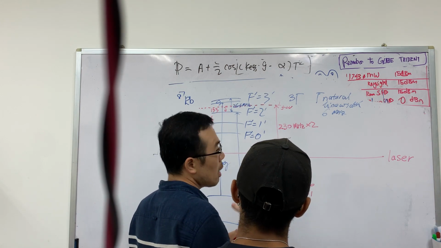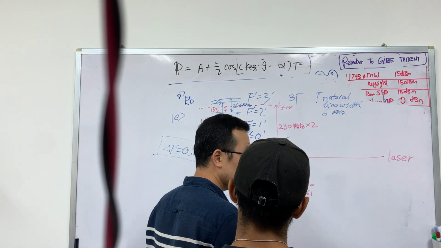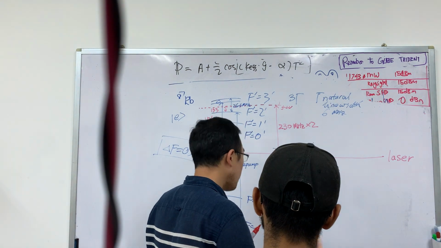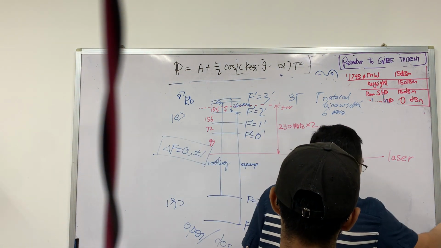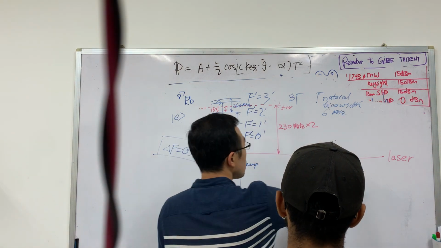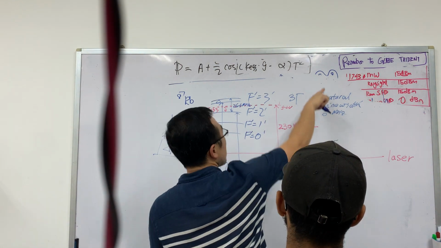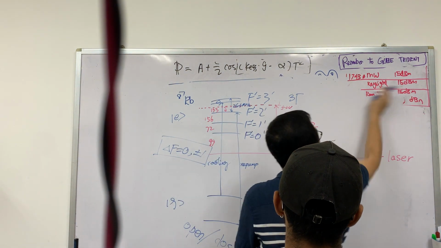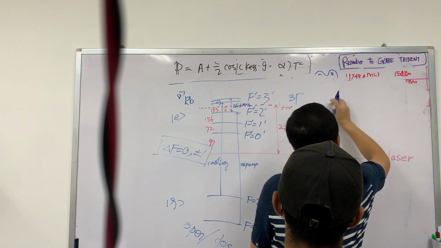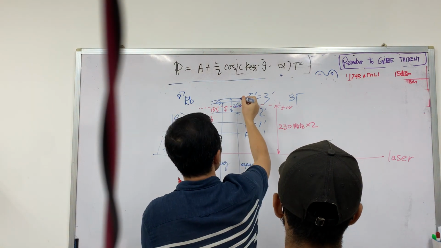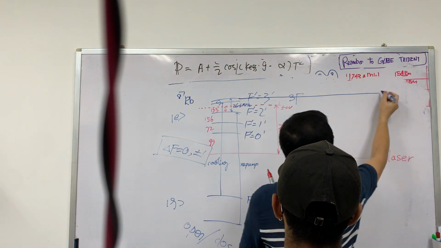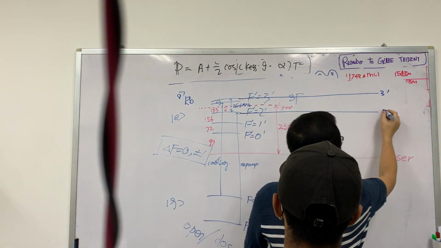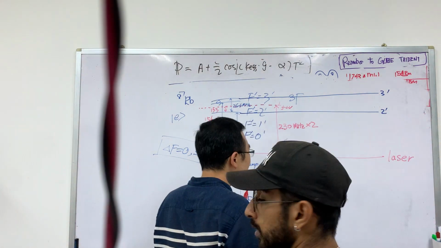you want to have the cooling, have the detection, have the blow away, and so on. How do you do it? You need to shift your laser upwards to hit those transitions. Let me extend it. We know this is 3 prime. This is 2 prime.